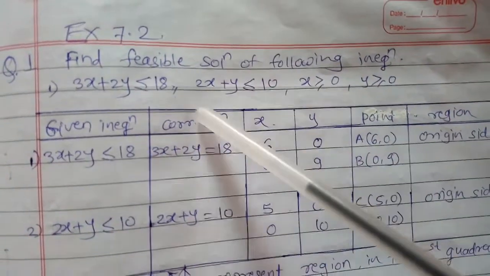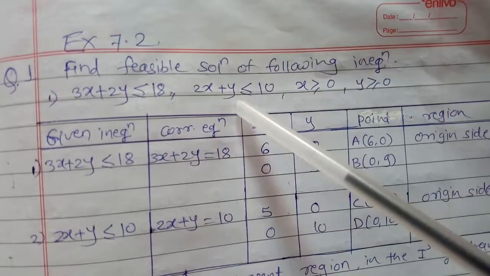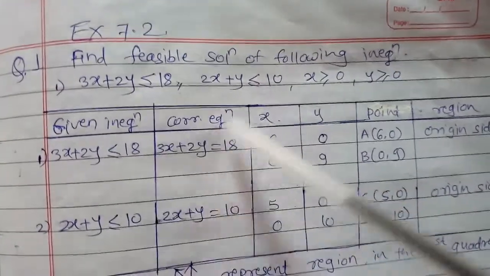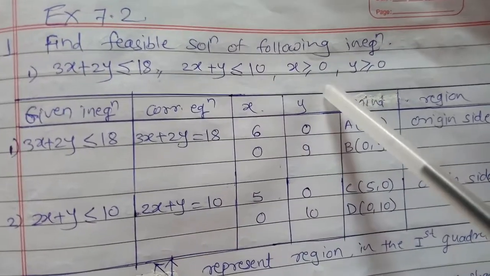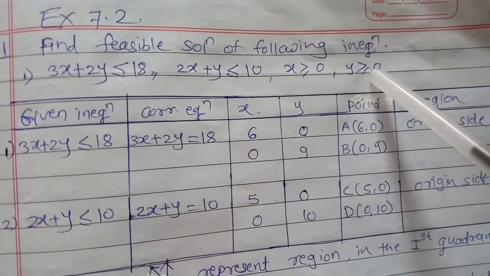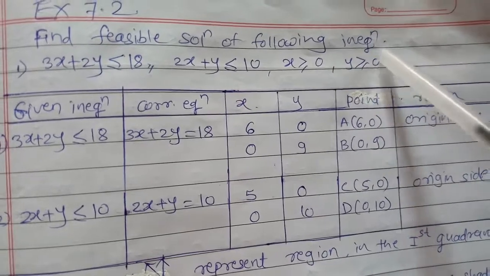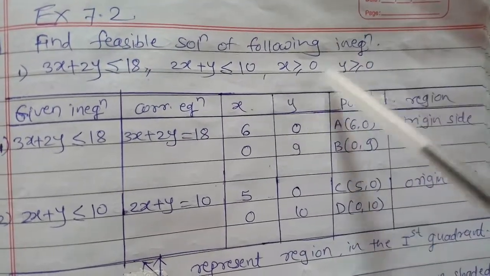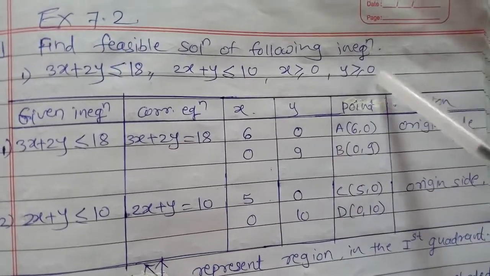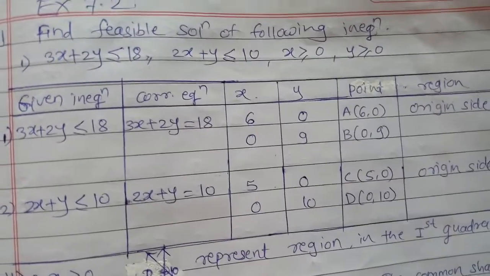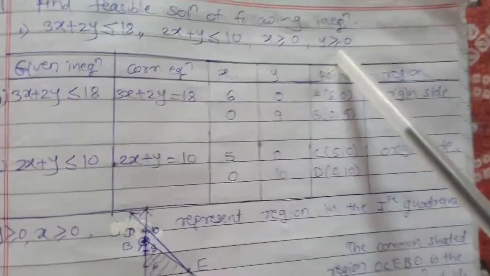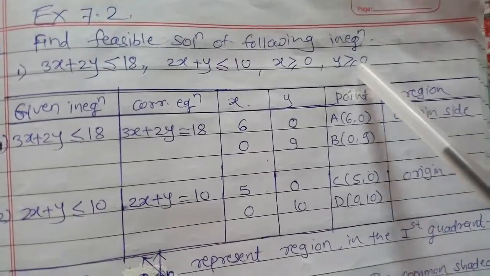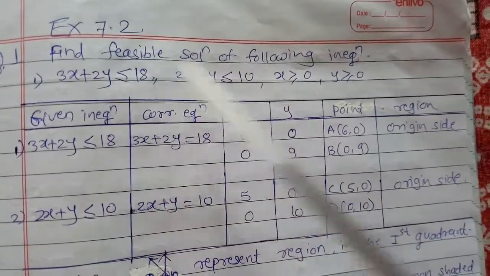We actually solved this type of example in exercise 7.1, question number 5. Similar type of examples are here; the extra part is that in this example you are given x is greater than or equal to 0, y is greater than or equal to 0. So these are the conditions, meaning x is greater than or equal to 0 and y is also greater than or equal to 0, and they are called the non-negativity constraints or restrictions. So these are the two examples.